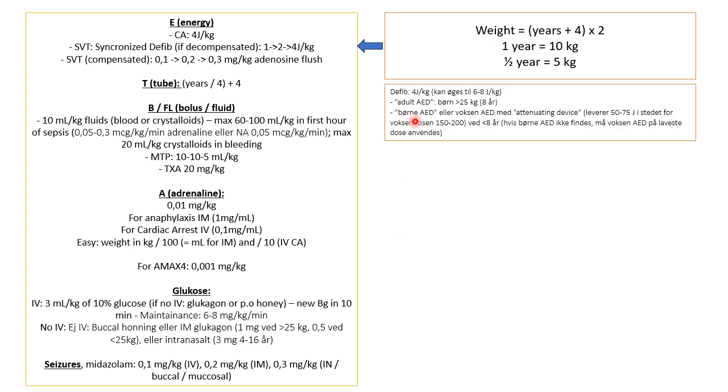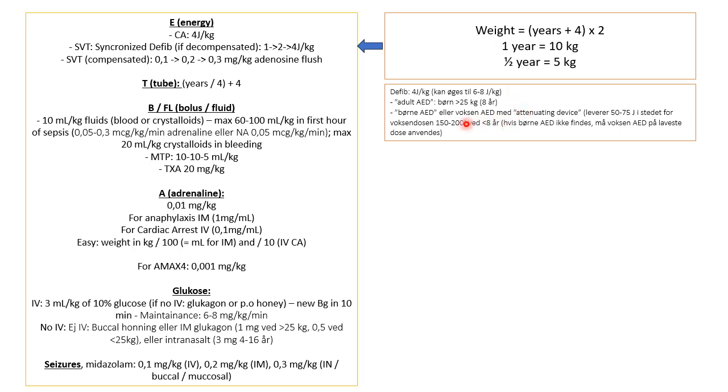All right, if we talk about energy here, there's a few nuances and a few more drugs I want to tell you about outside of the wet bag. So for defibrillation, the course wants you to know that if you have a smaller child, under 25 kilos, then you want to use a child AED if it's available. If it's not available, then you just use the adult AED.